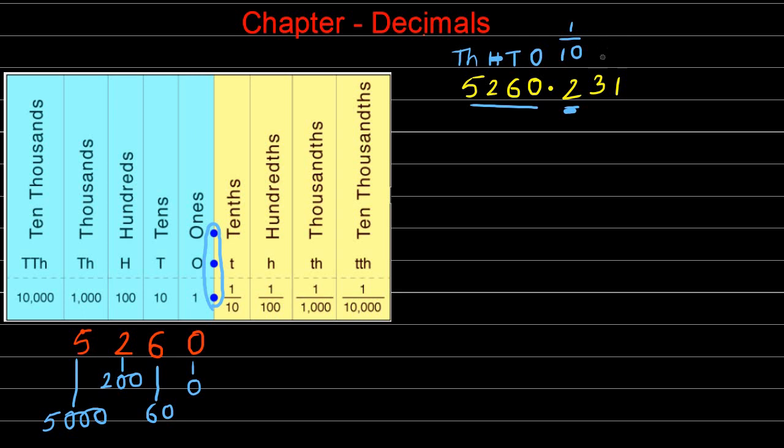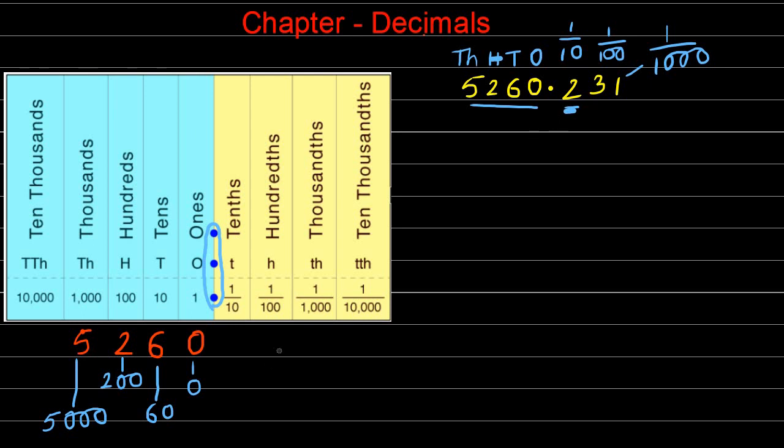Then we have 3 present at 1 upon 100 or hundredths. And 1 is present at 1 upon 1000's place, or you can say thousandths, which you can see mentioned over here. These are the names of their places. Okay, again let me tell you, these are the names of the places. Now let's write these numbers according to their places.